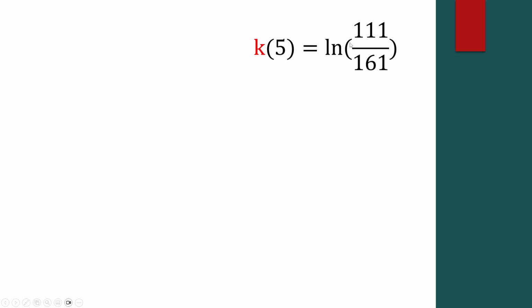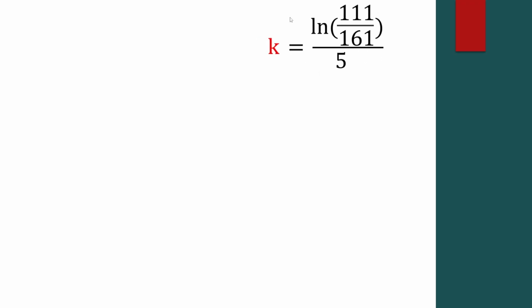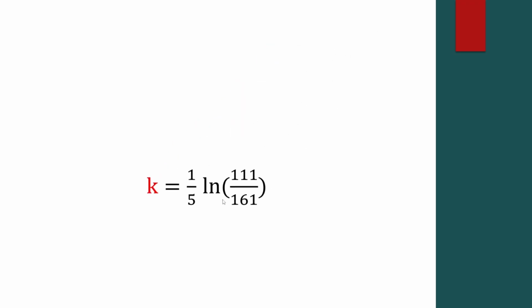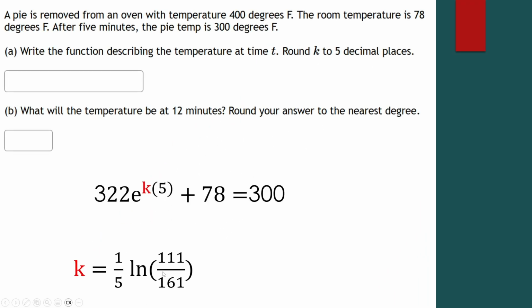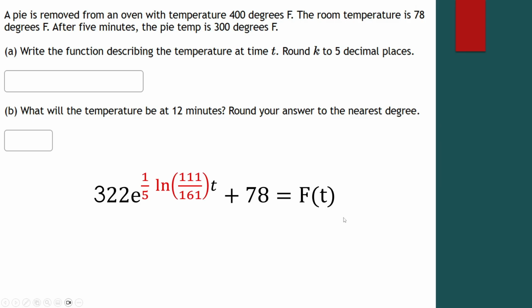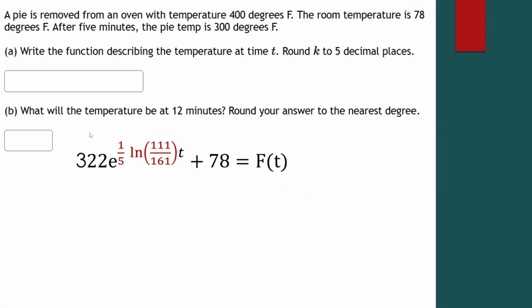111 over 161. Now we can just divide both sides by 5, but to keep our notation clean, I'm going to write this as 1 over 5 times the natural log of 111 over 161. And now that we have what we're looking for, k, we can just plug this number into the equation. And now we can replace the 5 and 300 with t and the function notation f of t, which is our answer for the first question.